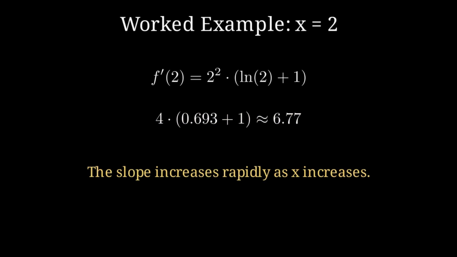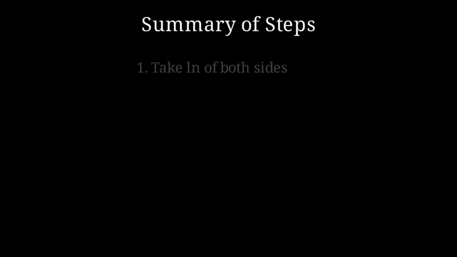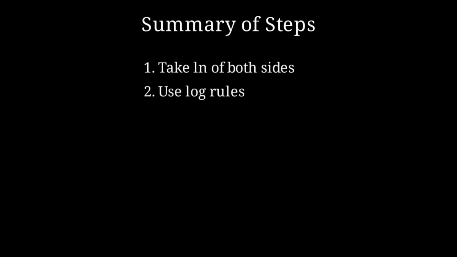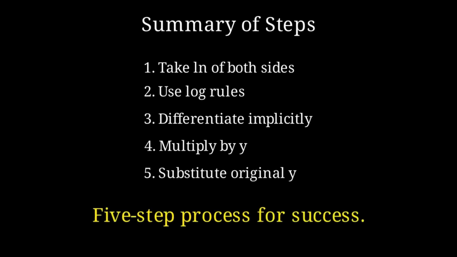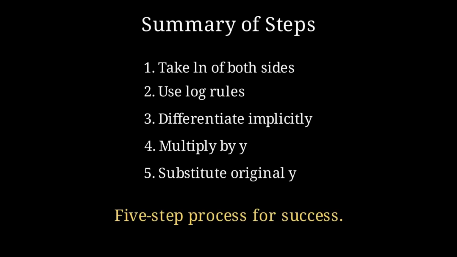To summarize, logarithmic differentiation involves 5 key steps: taking the log, simplifying with log properties, differentiating both sides implicitly, isolating the derivative, and substituting the original function back in. This technique is essential for variable bases and exponents.